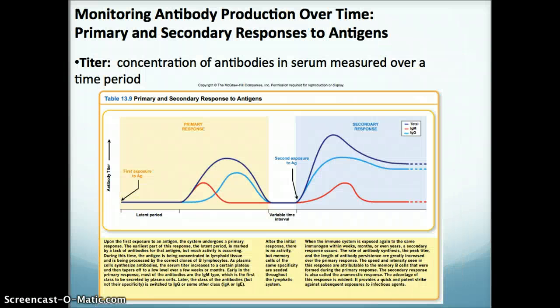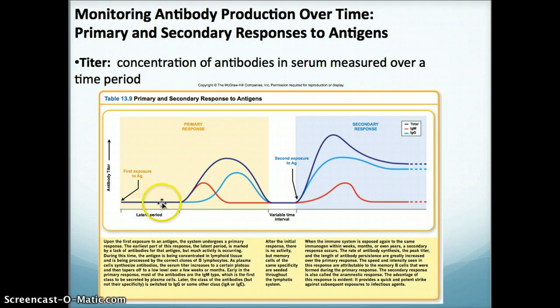And then lastly, I want to talk about that antibody production over time and what it looks like between that primary response, so the first time that you've been exposed to a particular antigen, and then that secondary response when you are then challenged again by the same antigen. So in the yellow here, this is table 13.9, this yellow-orange box, this is showing the first or primary response. So we have a first encounter here, a first exposure to an antigen.